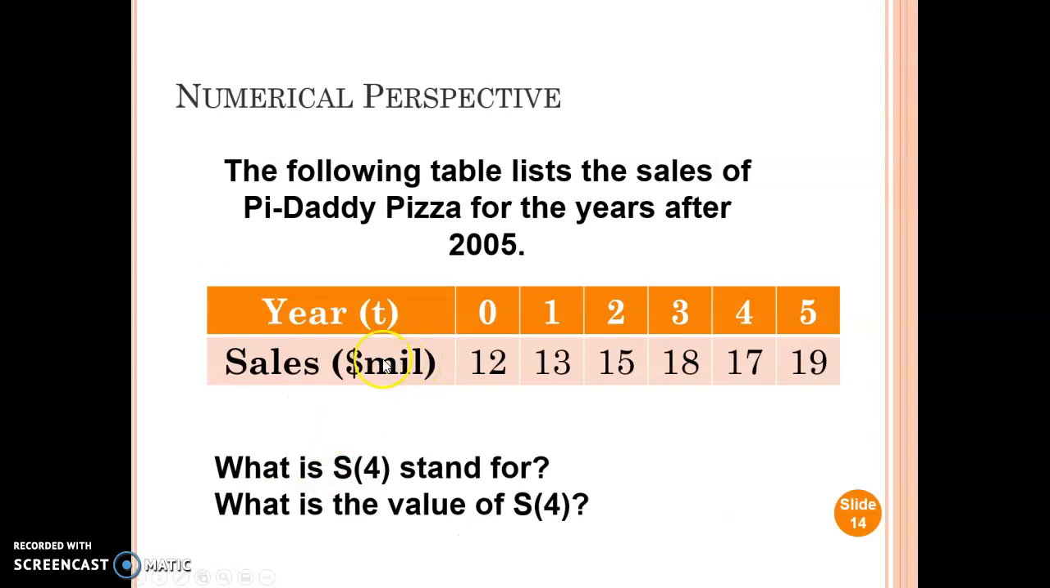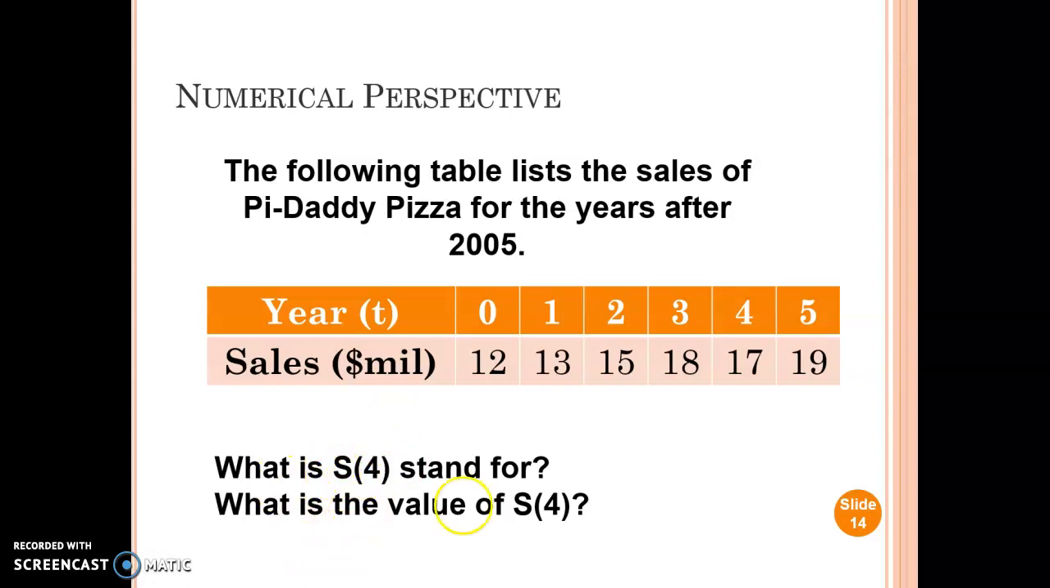All right, so another example would be tables, the numerical perspective. So just looking at a table of data for Pie Daddy Pizzas, and starting from time 0 is 2005. So each of these numbers right here is the number of years since 2005. And so if we're looking for what does S parentheses 4 stand for? Okay, now that's the math notation. Okay, so math notation is very efficient. It just puts it down in nice, easy, the shortest way you can say something.